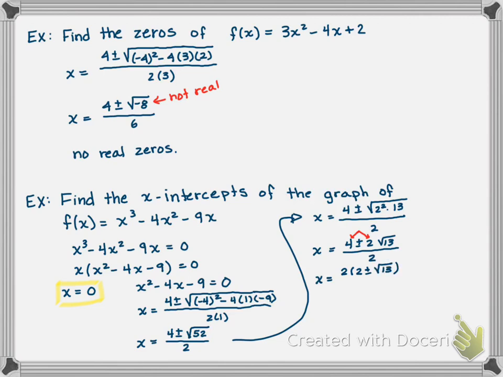Remember, the square root of 13 is just a symbol like x, right? So we're basically factoring the GCF out, just like we would if it was 4 plus 2x over 2. Then those 2's will cancel. And we get x equals 2 plus or minus the square root of 13.